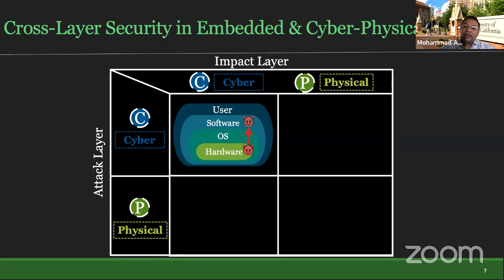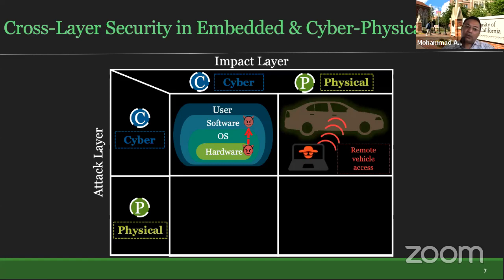So in a cyber system, there are also layers. If you see my graph here: hardware, OS, software, and user. These are different layers. We are already familiar with this in computing systems. So when I say cross layer in embedded systems, that means the attack starts from hardware, and the attack will propagate and go all the way to the software. Or the attack will start from the software and end up in the hardware. So this is the cross-layer security in embedded systems.